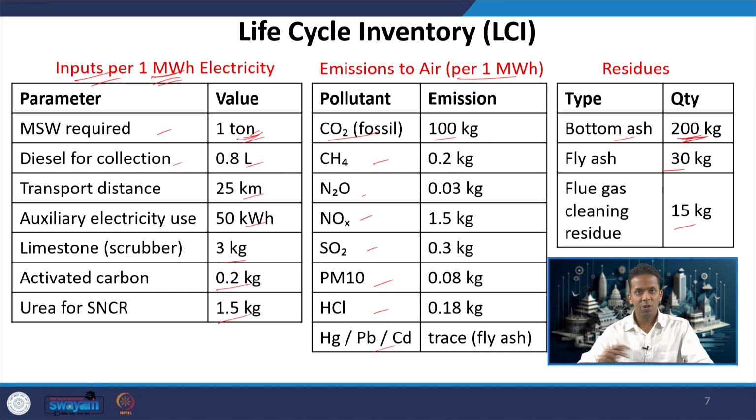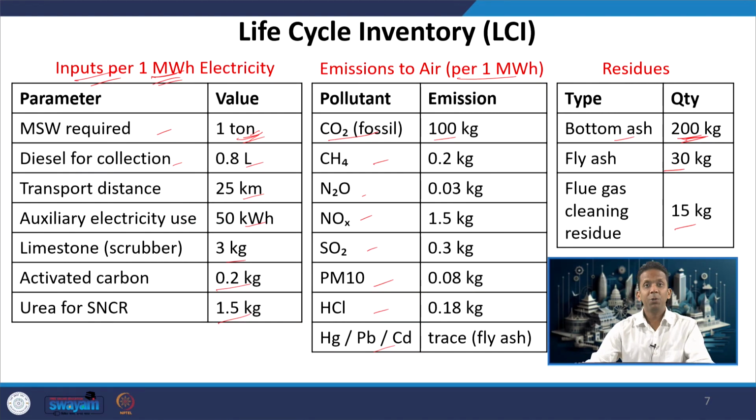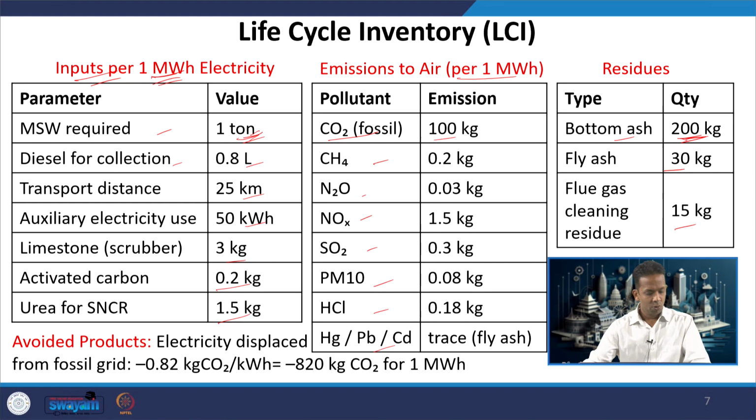The same thing was shown earlier also, like the composition of MSW, you can see 50% organic, 20% plastic and 20% mixed. So, in each of these portions some inorganics would be there, which would end up in the form of ash. The last thing was something on the credit side, because we are generating electricity here. So, the avoided product is the electricity displaced from the fossil grid, and for that the emission factor is negative, that is 0.82 kg CO2 per kilowatt hour. So, for 1 megawatt hour it will be just multiplied by 1000. So, 820 kg CO2 we are avoiding.